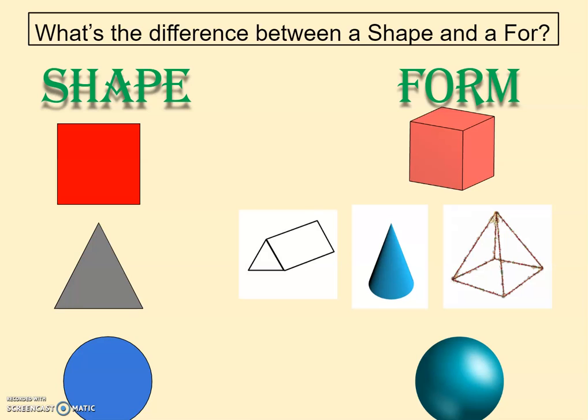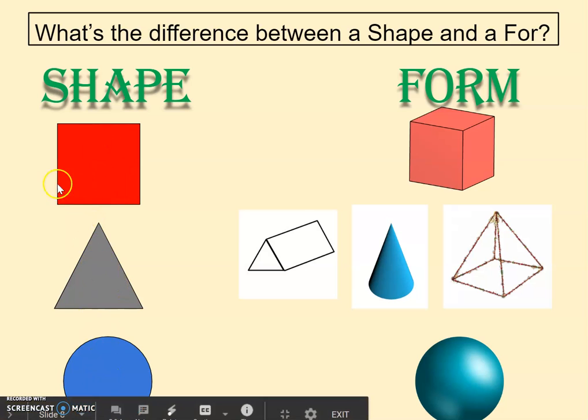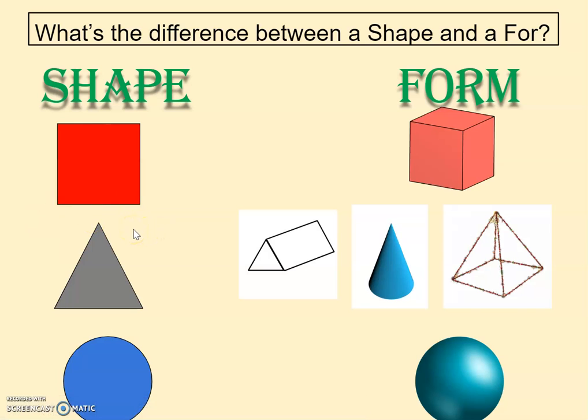Just to show you a few differences between shape and form. Shape. Here we have a square, a triangle, and a circle. These have height and these have length. They are flat. Form is 3D. It has height, it has width, it has depth. Height, length, width. I apologize. So here's our square. It is flat. The 3D version of that is the cube.